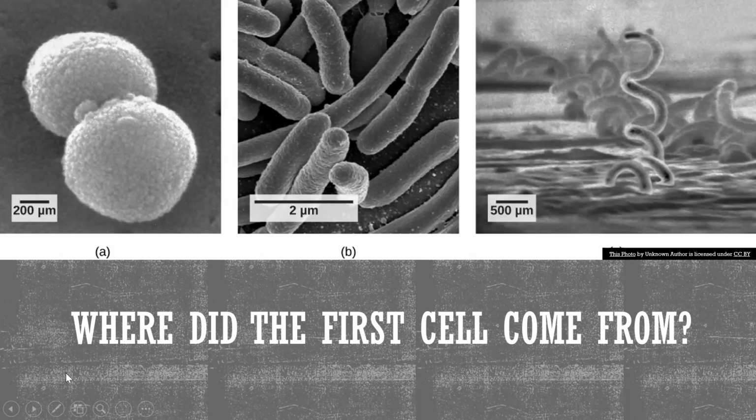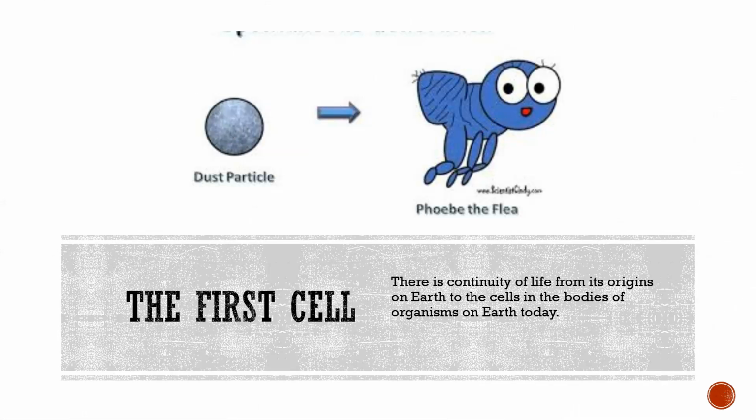So, with all that in mind, let's think of this question. Where did the first cell come from? Now, there is this continuity of life on Earth, okay? So from its origins to the cells in our bodies now. So in organisms on Earth today, there are these cycles of nutrients throughout Earth and its history. So we need to bear that in mind, okay, as we move through this unit.